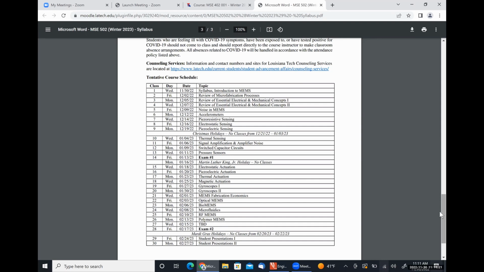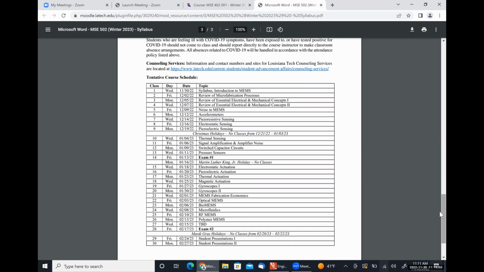Beginning of next week, we're going to start reviewing electrical and mechanical concepts. So this will be a crash course in electronic circuits and statics as applied to this class. So for you EE students, you're going to need to pay attention for the statics part. For you guys who have a strong background in ME, you're going to have to pay attention to the electronic circuits part. And for people who don't have a background in either, it's largely going to be new material.